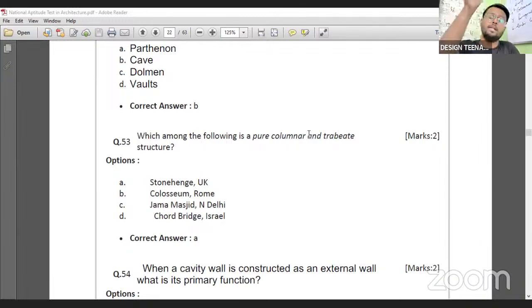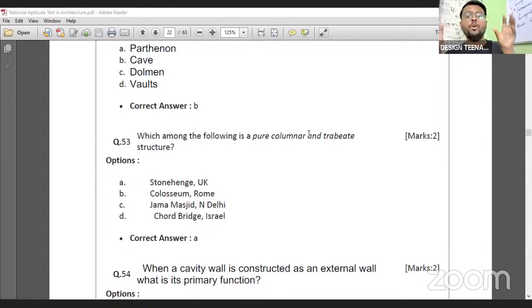I have shown you that there is a column and a lintel, and how it will look if there is a window. So they are telling pure columnar and trabeated structure. Trabeated structure means only having these two things in particular, which are pretty prominent. That is what "pure" means here.